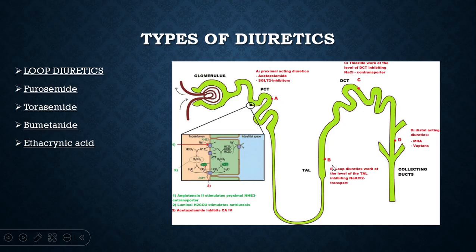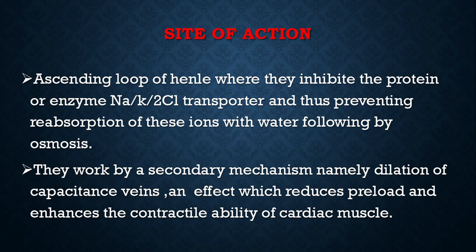Now, what do they do at this part of the nephron? At the ascending loop of Henle, they inhibit the protein or enzyme called the sodium potassium chloride transporter. So they inhibit the function of this transporter, and if the protein is inhibited, it means it won't work, thus preventing the reabsorption of ions, with water following by osmosis.